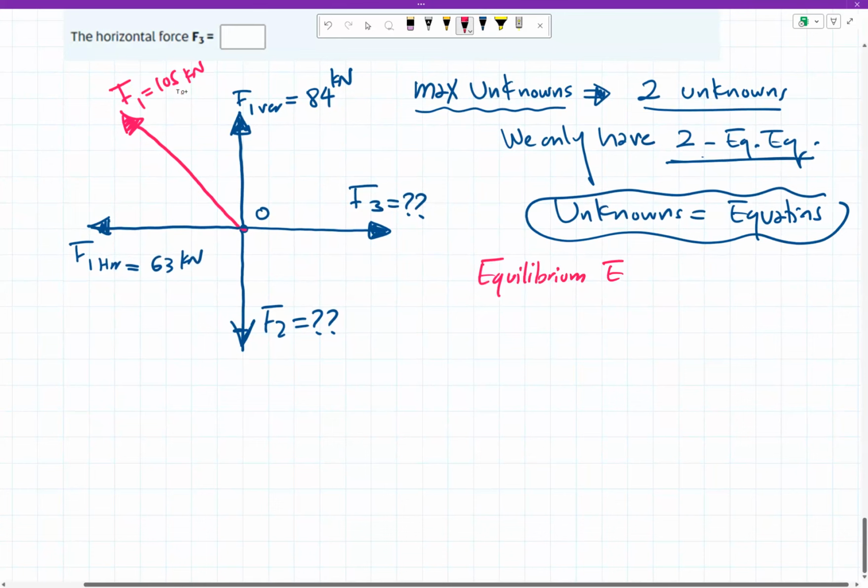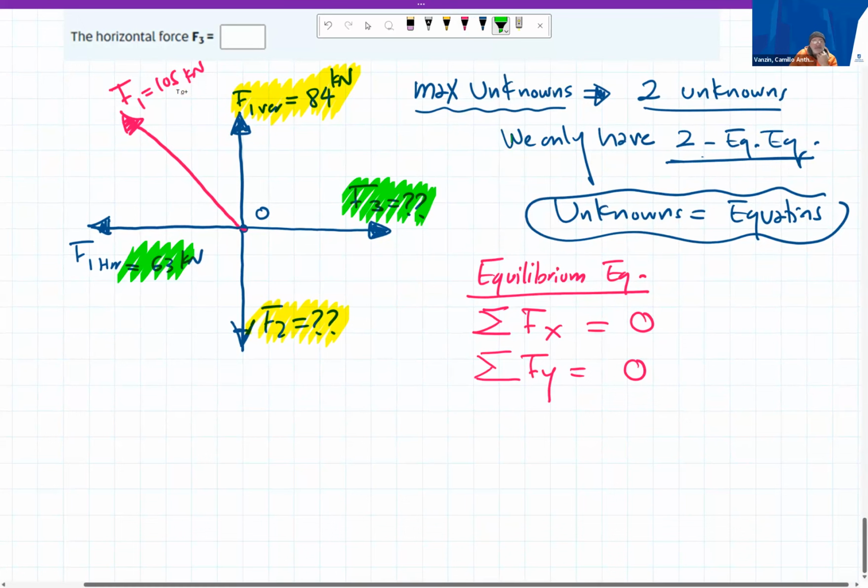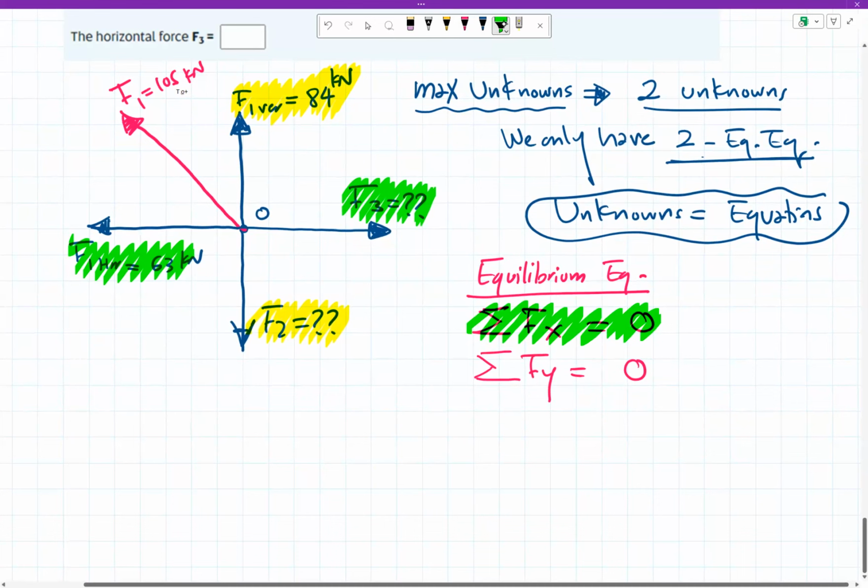If you remember from the previous slide, the summation of Fx is 0, and the summation of Fy is 0. So what is the force in x and what is the force in y? I will mark the force in y with yellow. How many forces in vertical? Two. How much in horizontal? Two. So the horizontal will be using the first equation in green, and the vertical will be the second equation in yellow.